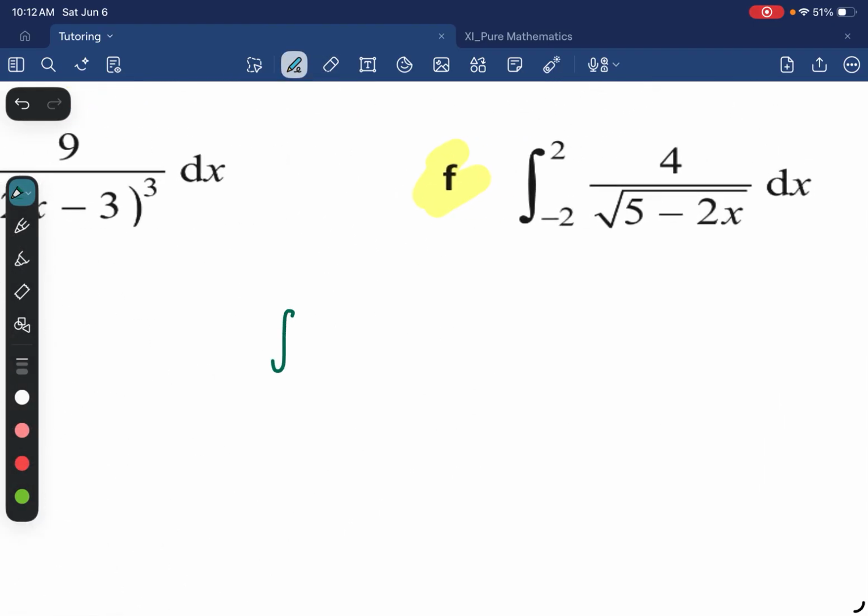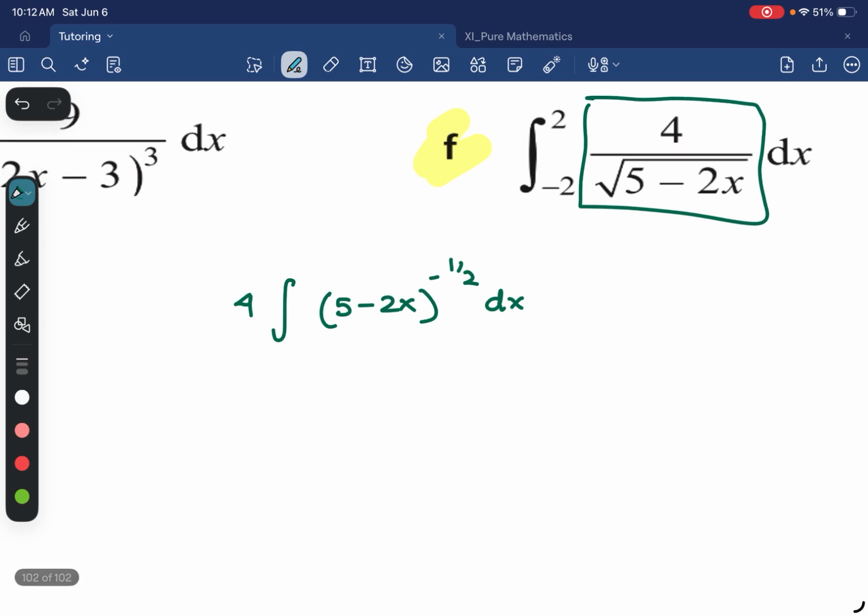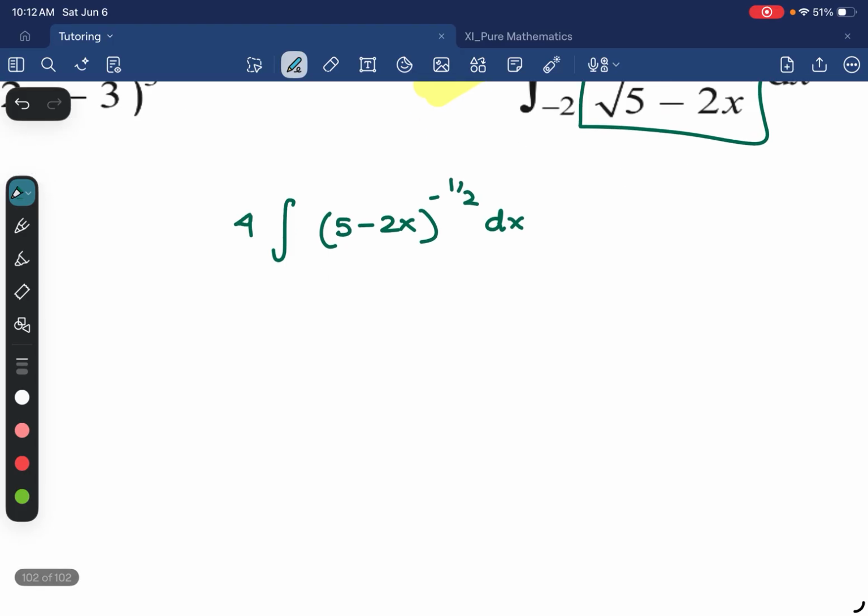So just do your indefinite integration first. 5 minus 2x to the power -1/2. This is the expression that we have, right? We can always write it like this. And once we have written it that way, we can do 4 times, if you integrate this expression, what do you get? You get 5 minus 2x to the power +1/2, because -1/2 plus 1 is +1/2.